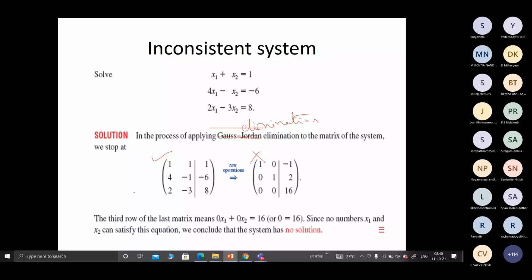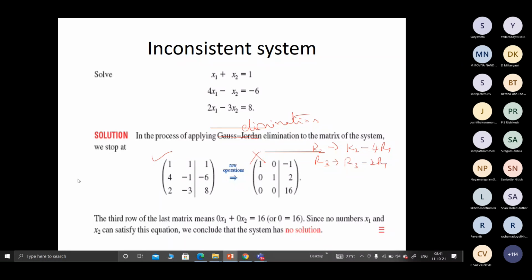Okay. So now what is the rule you have to apply here? R2 is R2 minus 4R1. And what is R3? R3 is R3 minus 2R1. Correct? So you do that.